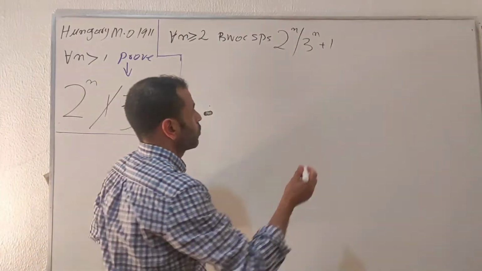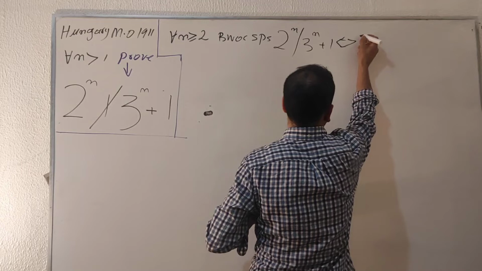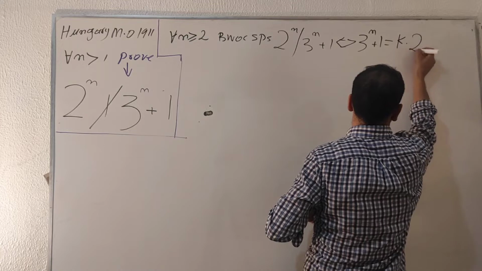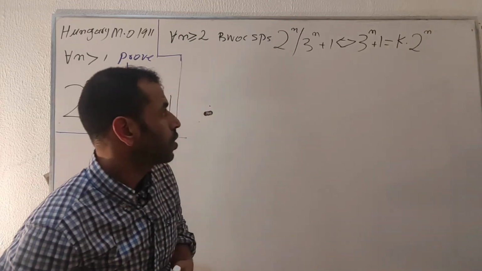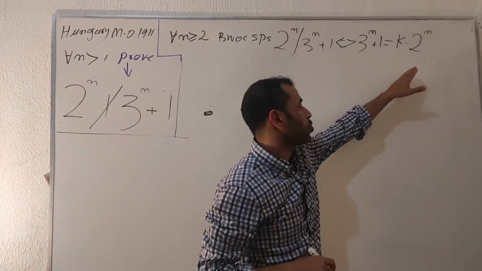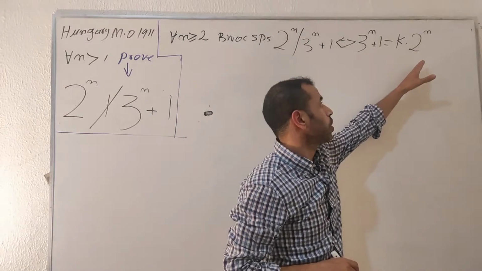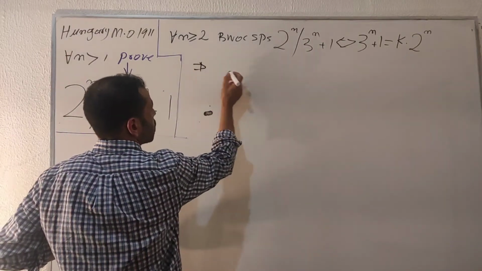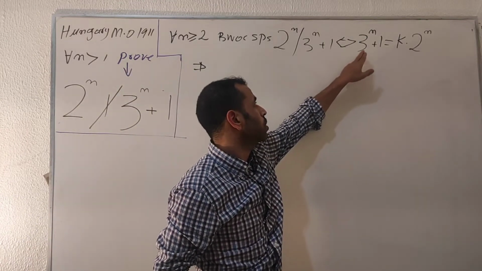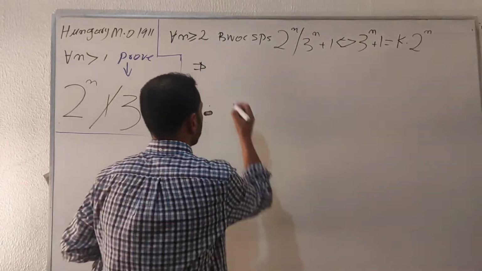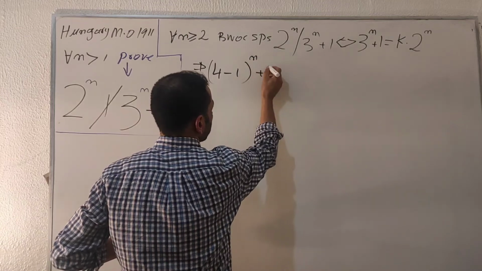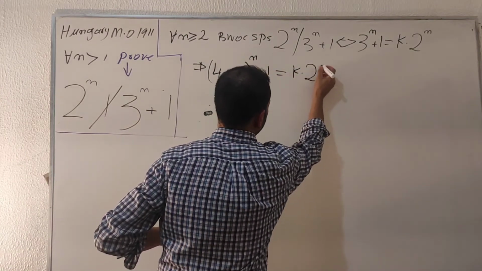According to the divisibility statement, 3^n + 1 equals k multiplied by 2^n. Next, since n is at least 2, both sides of this equation will be divisible by 4. So by doing that, I split 3 into 4 minus 1. I get (4 - 1)^n + 1, which equals k multiplied by 2^n.